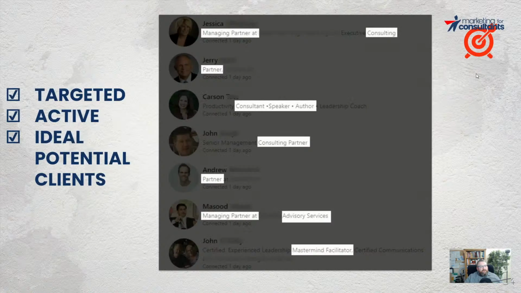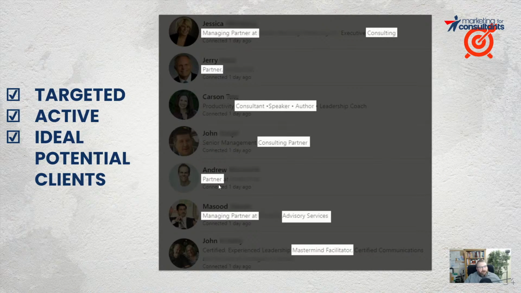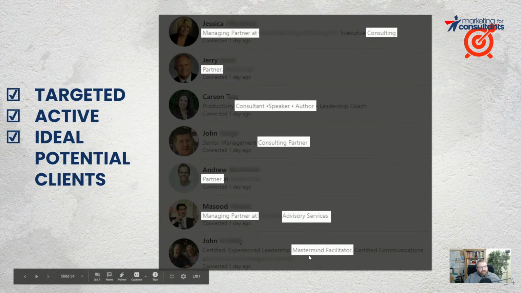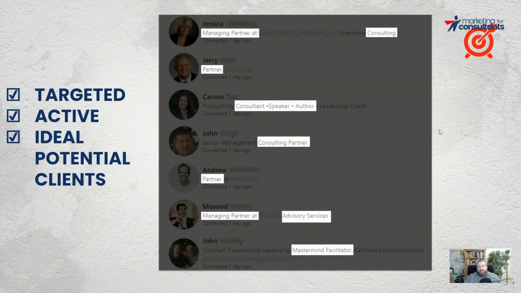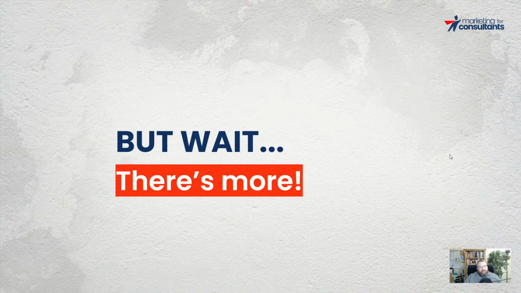Now here's the key part for me: the people who I connected with, you can see here, managing partner in consulting, a partner, a consultant, speaker and author, a consulting partner, a partner, managing partner, an advisory, and a mastermind facilitator. All of these people are consultants of some kind. And that's the really cool thing here: I have connected with targeted, active, ideal potential clients. That is a huge win just in connecting with these people on LinkedIn and growing my audience. But the cool thing is there's more.